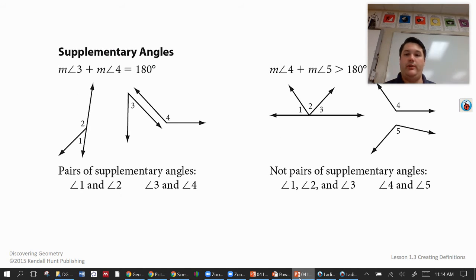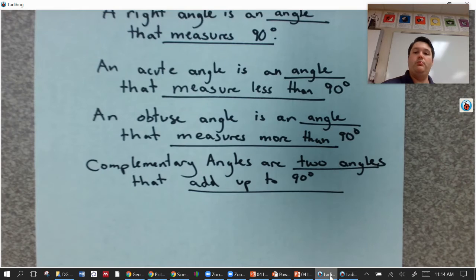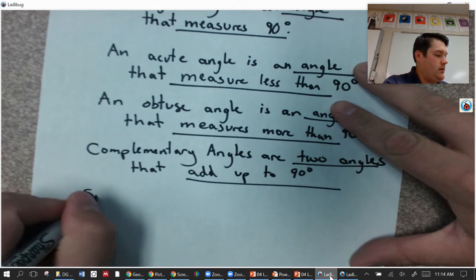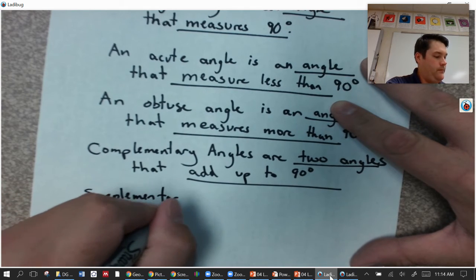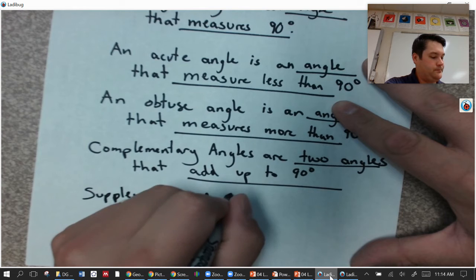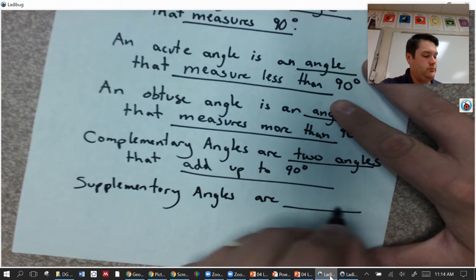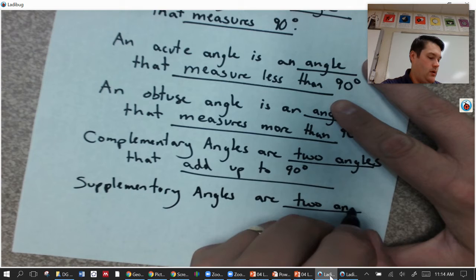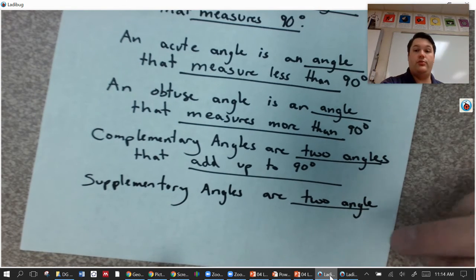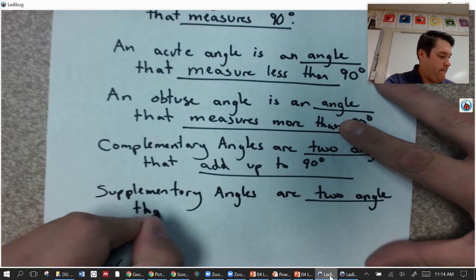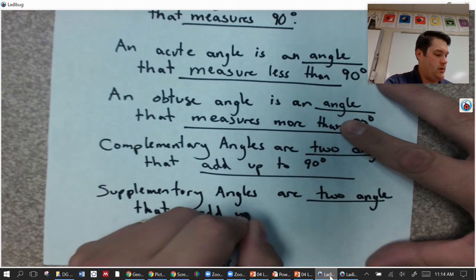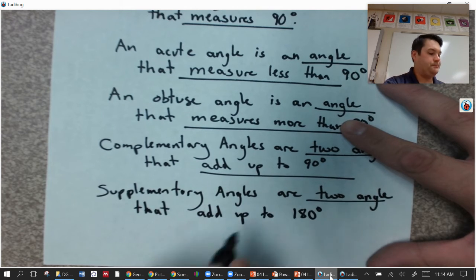Next up, we've got supplementary angles. Go ahead and type in a definition. Okay, so this one's going to be seemingly pretty close to complementary. Supplementary, make sure I spell supplementary right. Supplementary angles are, again, it's got to be two angles. They give you an example in there where there's three angles that add up to 180, but it's got to be two angles to be supplementary that add up to, in this case, 180 degrees.